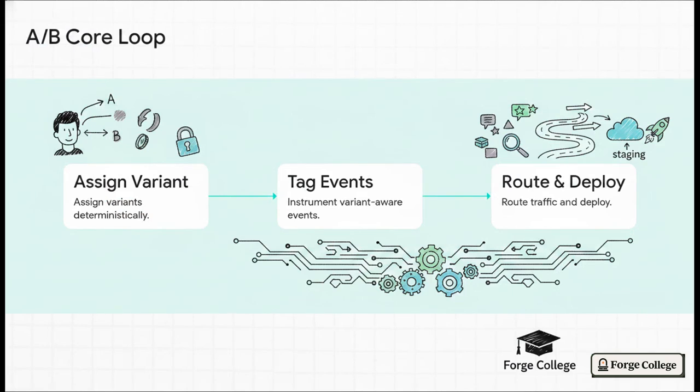So to keep things simple, think of this 3-step list as your core loop. Step 1, assign the user deterministically. Step 2, instrument your variant-aware events so everything is tagged. And Step 3, route the traffic and deploy. It's the fundamental engine that powers every good A/B test.